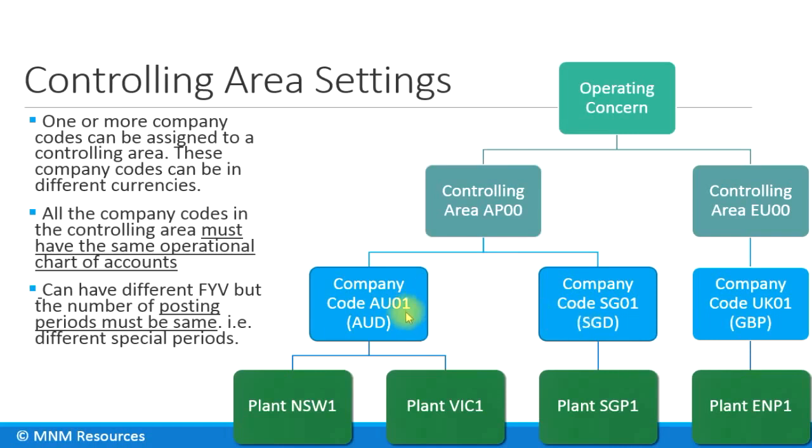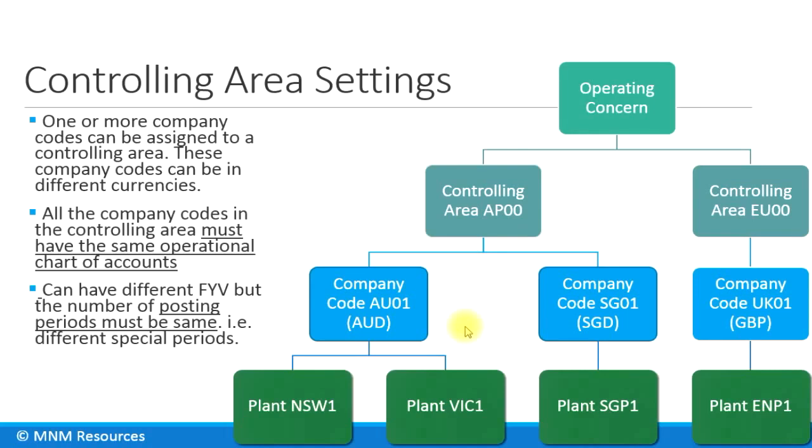That means if this company code has 12 months, then it also has to be 12 months in this company code as well. That is usually very logical. You might think, of course, why would there not be 12 months? There is more detail on fiscal year variants in the FI topic, where it is covered.